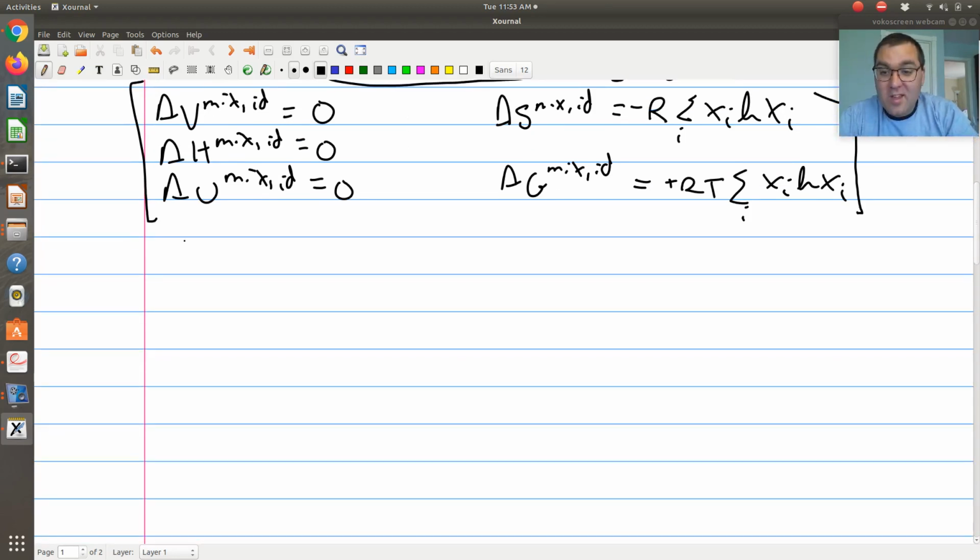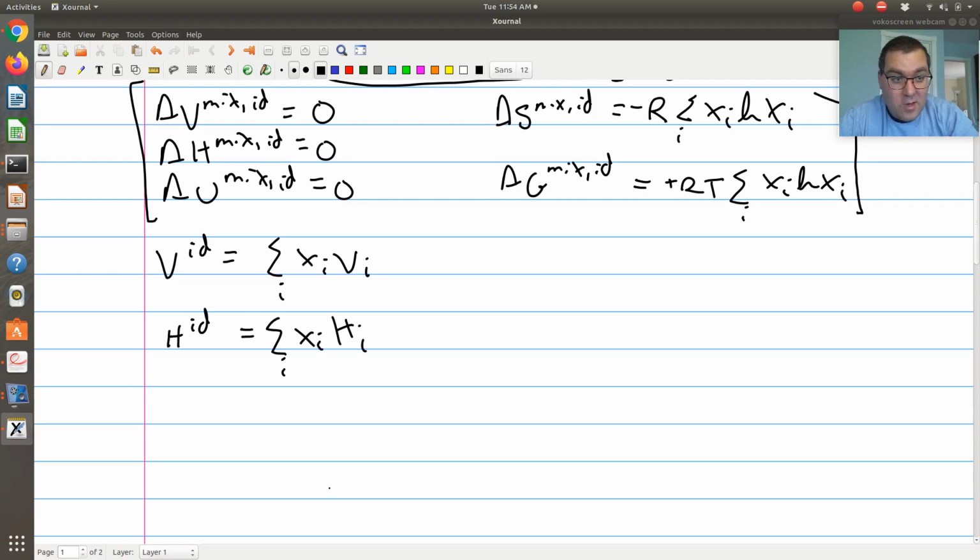If I want to calculate the molar volume of an ideal solution, well, delta V of mixing of my ideal solution is 0. So I'm just left with the sum over i of x_i v_i. The molar volume of my ideal solution is just the molar average of the pure component molar volumes of the systems I'm mixing. Just like that, H ideal, the enthalpy of my ideal solution, is the sum over i of x_i h_i. U ideal is the sum over i of x_i u_i.